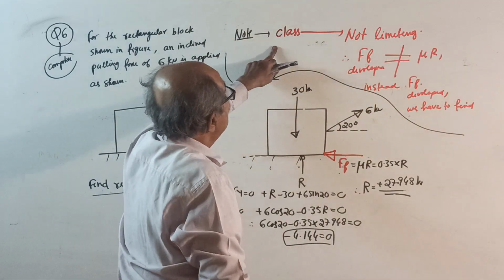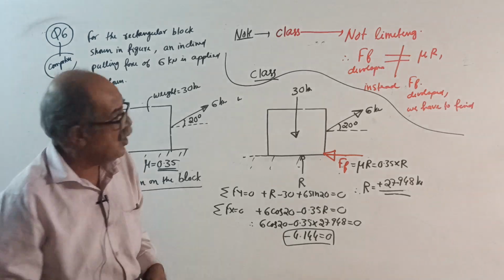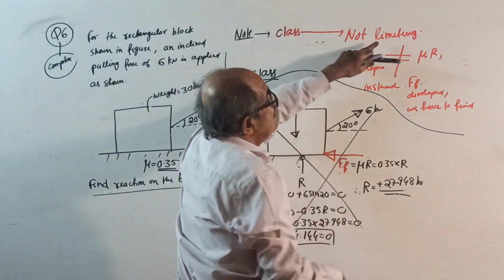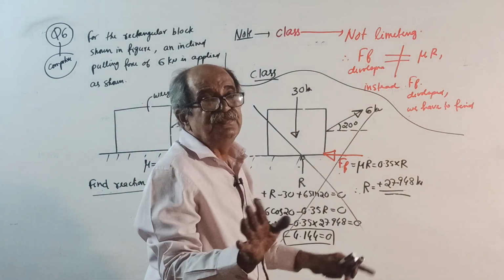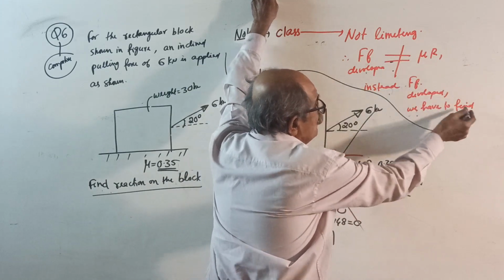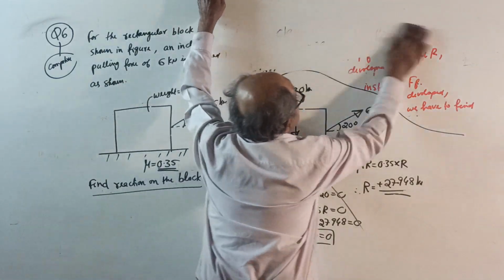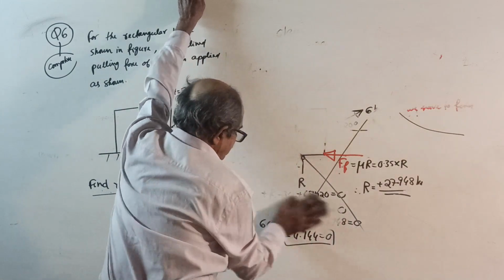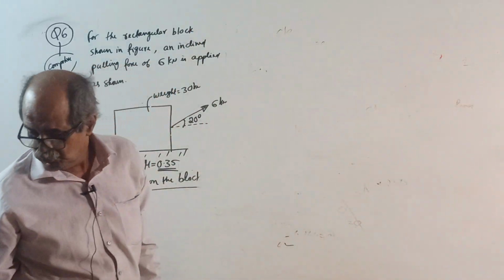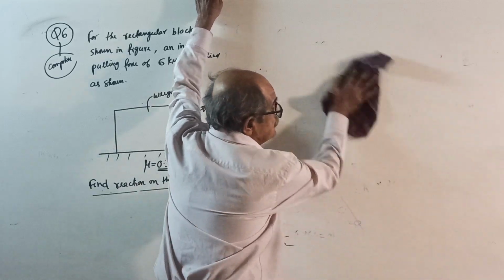So now write: class, not limiting. See, what we have done here is a wrong solution, because this is not limiting. Now come back here. Note, this is not a limiting case. Nothing is given. FF developed is not equal to mu R. Instead, we have to find FF developed. See, in the question, they asked, find the reactions on the block. So consider this question as an ordinary reaction calculation question.